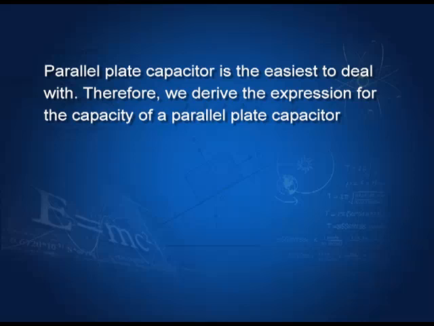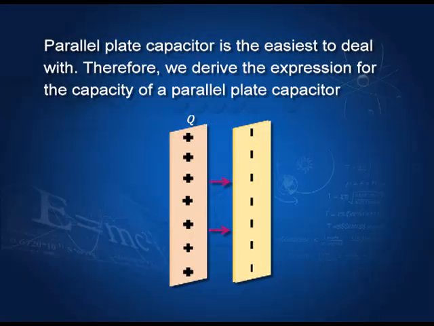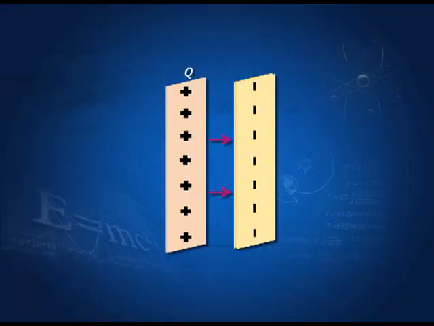The parallel plate capacitor is the easiest to deal with. Therefore, we derive the expression for the capacity of a parallel plate capacitor. We can have spherical capacitors where the two plates are spherical and in between there is either air or some dielectric. We can have a cylindrical capacitor, but the easiest to deal with is the parallel plate capacitor, and this is a parallel plate capacitor as I have shown you many times.